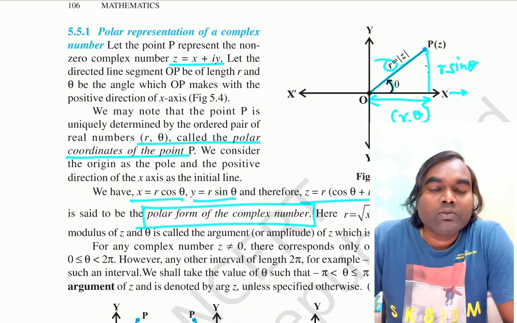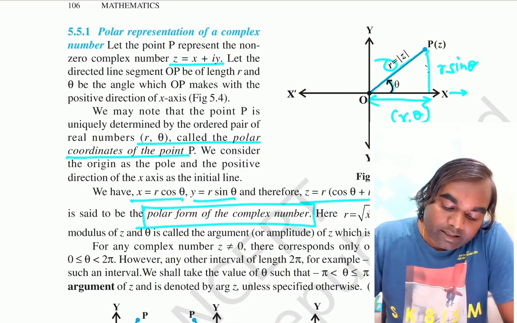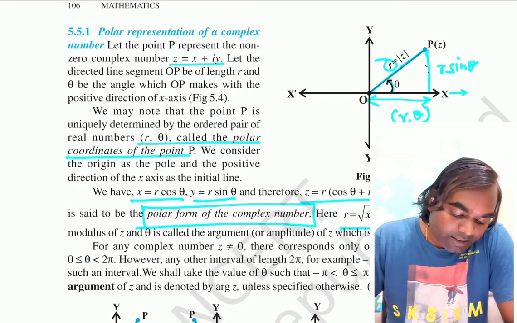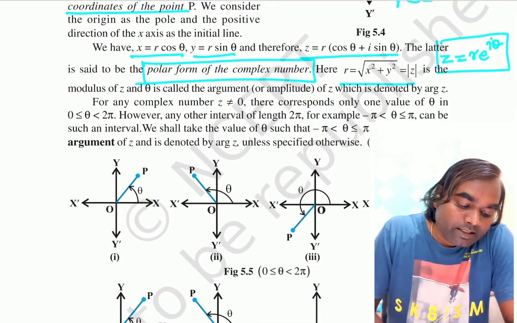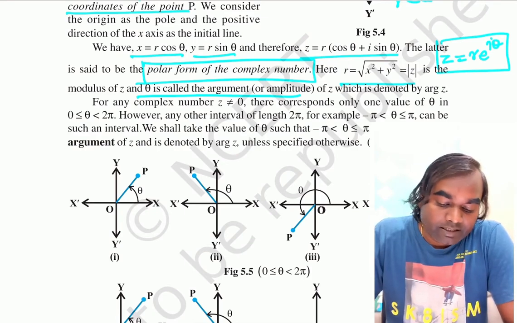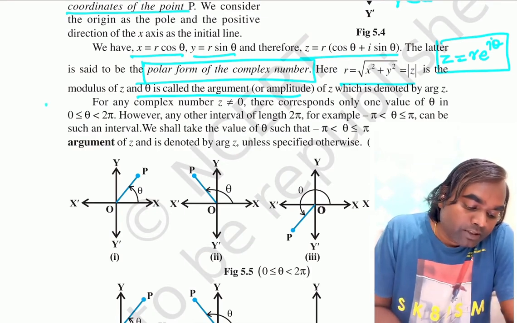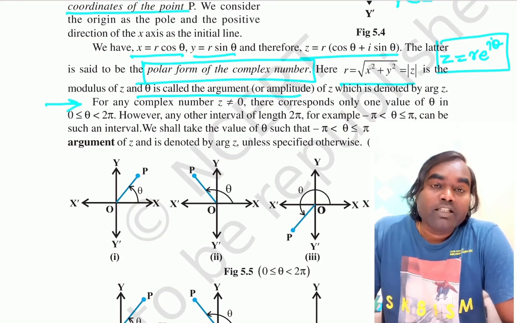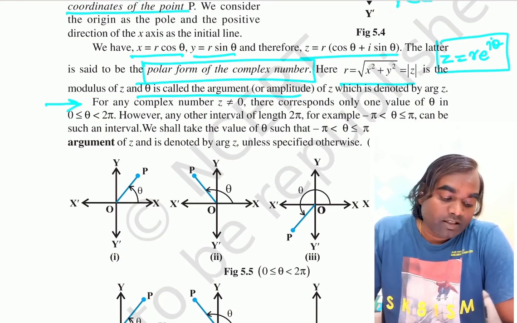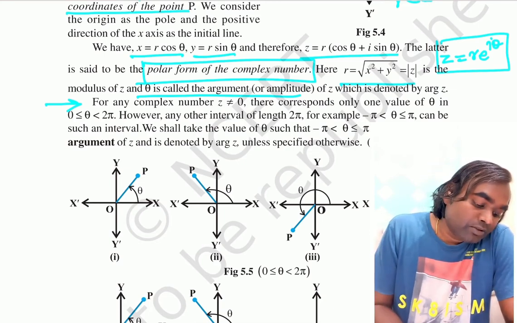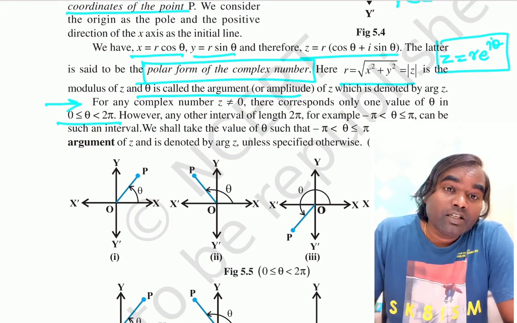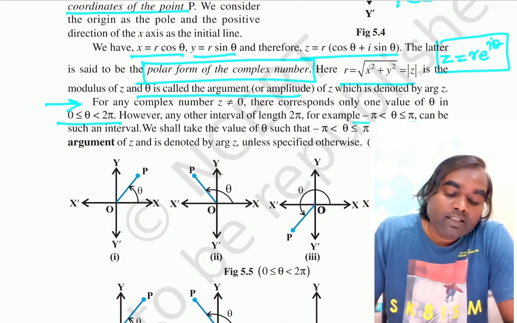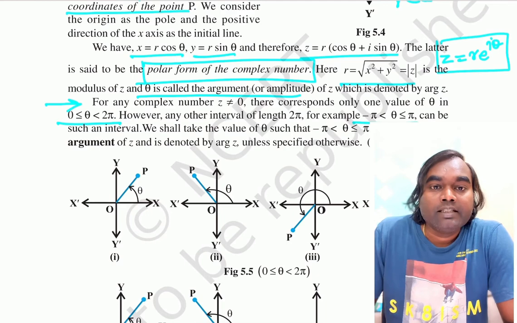because e to the power i theta is equal to cos theta plus i sin theta, and distance r is the modulus of z, that is equal to square root of x square plus y square, and theta is called the argument or amplitude of z. Now it is very important to note that for any complex number z not equal to 0, there corresponds only one value of theta in the complex plane, that is theta greater than or equal to 0 and less than 2 pi, which can also be written as theta greater than minus pi and less than or equal to pi.